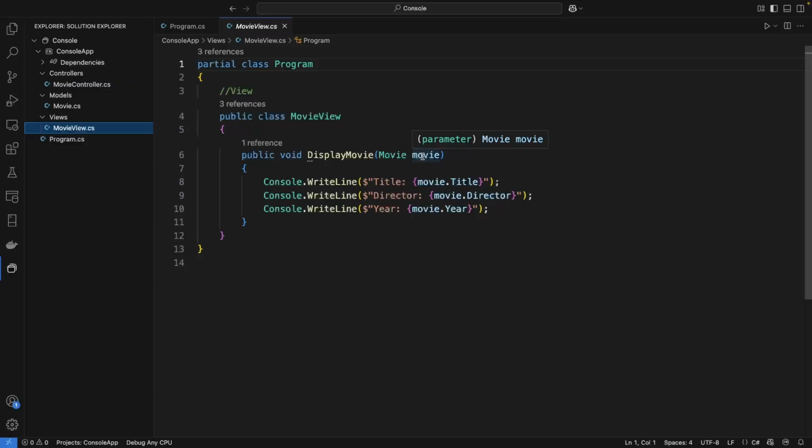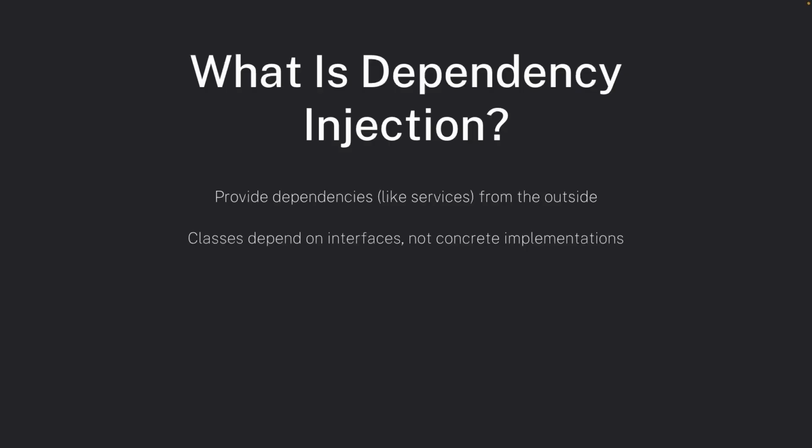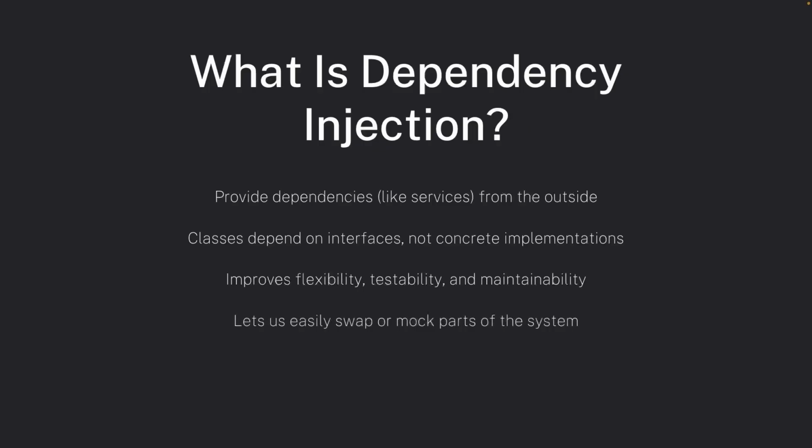Now that we've organized our code into clean architecture layers, let's take it one step further and make it more flexible. We'll do this using a key concept called dependency injection. Dependency injection means we provide dependencies, like services or helpers, from the outside. Instead of locking our classes to one implementation, they depend on interfaces, abstract contracts. This improves flexibility, makes testing easier, and lets us swap or mock parts of the system without rewriting core logic.